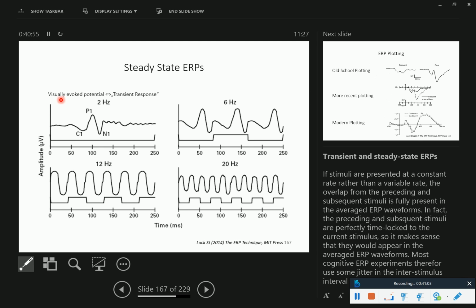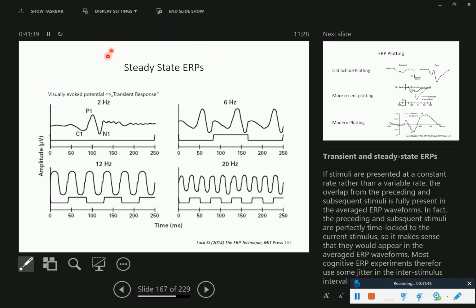Then something else that is also related to averaging is the notion of steady state ERPs, which has to do with ERPs and averaging, but is actually something quite confusing. Because steady state ERPs actually refer to an experimental paradigm. So you would think that steady state ERPs refer somehow to how you compute ERPs. No, they actually refer to the way that stimuli are presented and that then affect how the ERPs look.